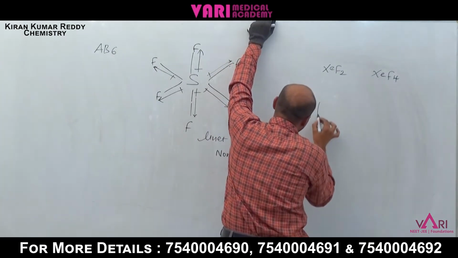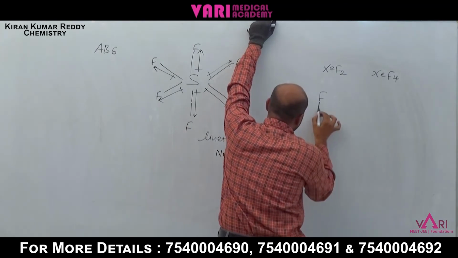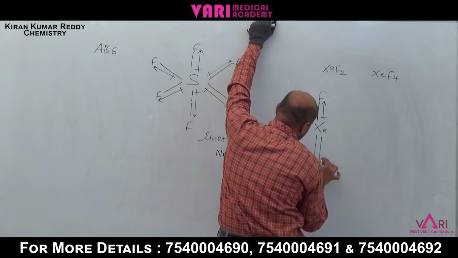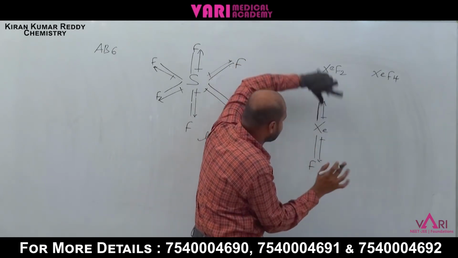We can write the structure of xenon F2. First I am writing xenon F. These are the two bond pairs present. Now here xenon to fluorine, here also xenon to fluorine. Opposite direction vectors are cancelled.